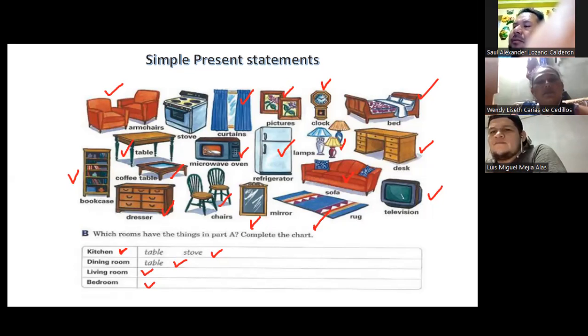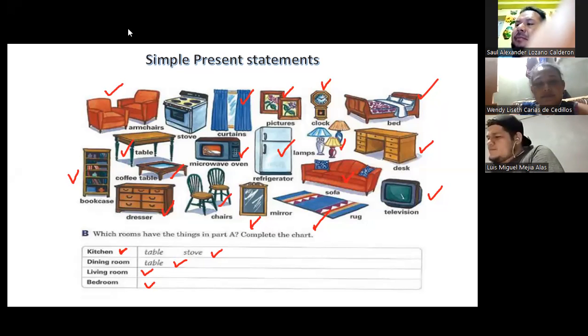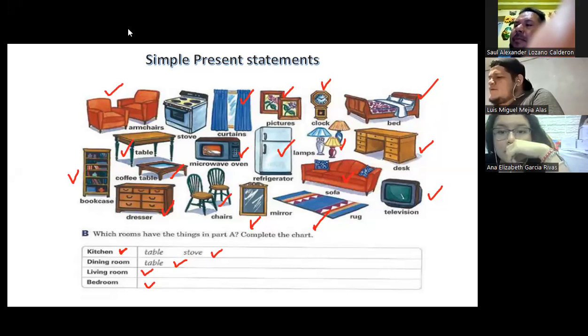Muy bien, veamos, categoricemos. Kitchen, ¿qué cosas podemos encontrar in the kitchen? What articles can we find in the kitchen? Ya tenemos dos, tenemos table y tenemos stove, right? Estoy de acuerdo. ¿Qué más podemos encontrar in the kitchen? Microwave oven and refrigerator, right? Yes, that's right. So we have stove, refrigerator and the microwave oven.